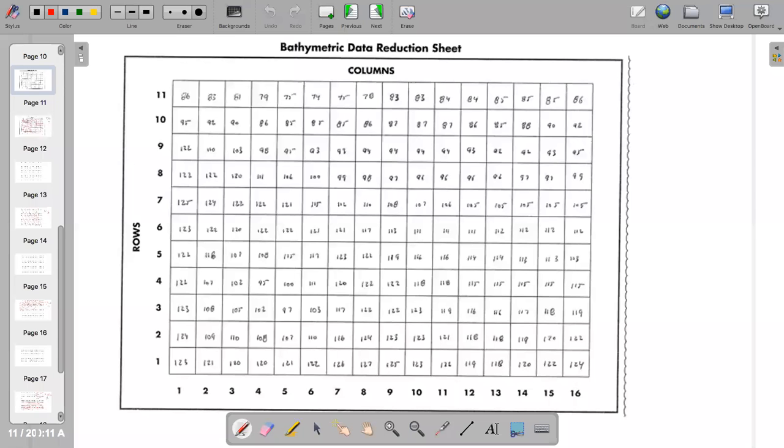The deal is there are features on the ocean floor. Besides just the ocean floor sloping down or sloping up, there are also seamounts. Seamounts are mountains on the ocean floor, mountains that come up. And then there are also depressions in the ocean floor, like holes in the ocean floor.